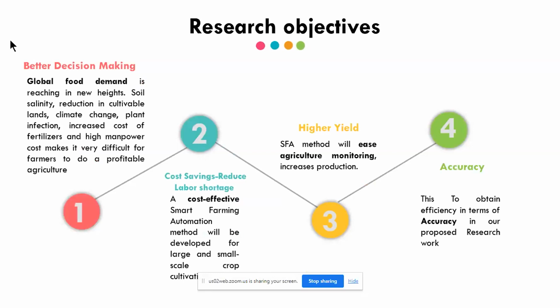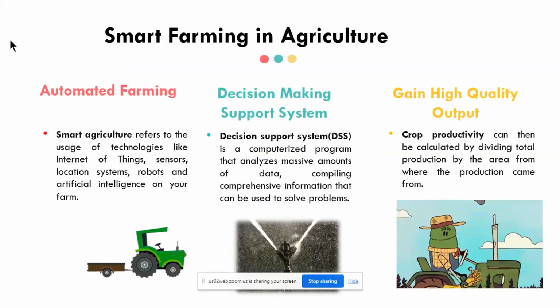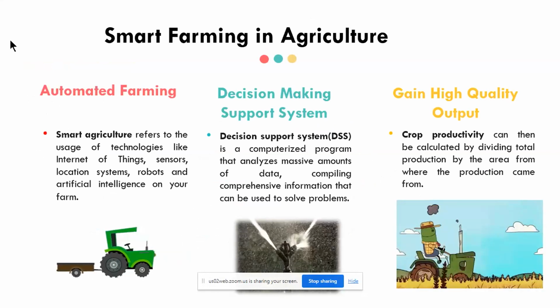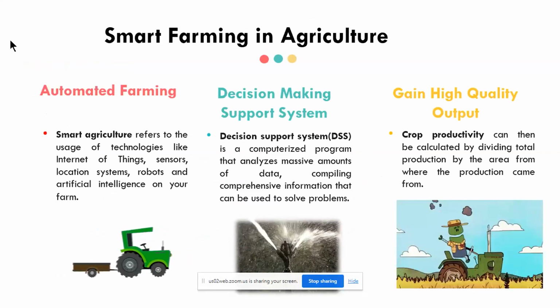Next, producing higher yield. That is, the crop production level, which increases the production, is needed. Next, whenever we design a system, accuracy is more needed. So accuracy is needed at a larger level. These are the 4 main objectives which we are focusing on here. Next, what is actually forming in agriculture? Making everything automated. That's making some robots and making the system automated from the support system.